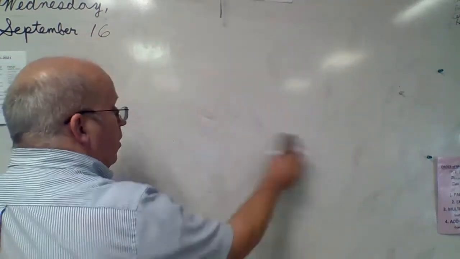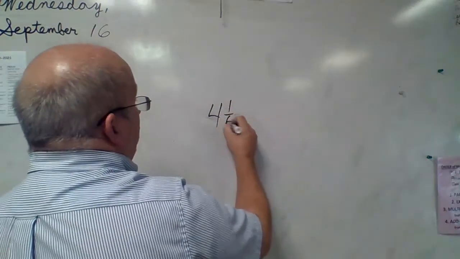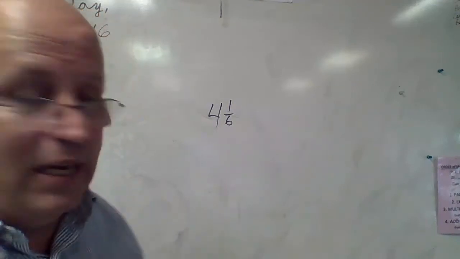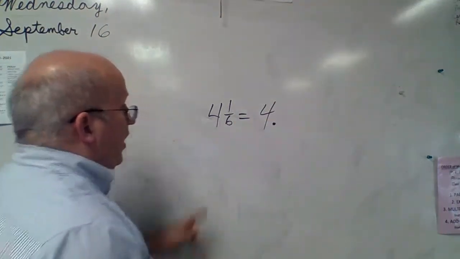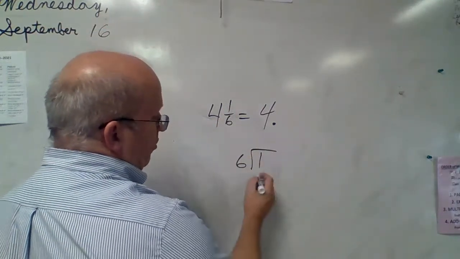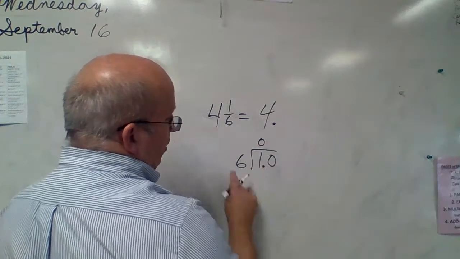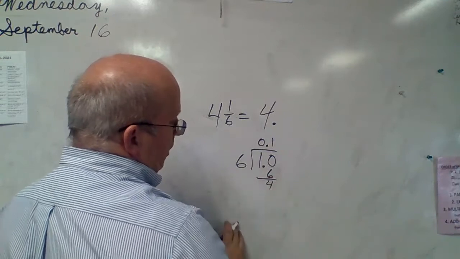Try another one. What if I wrote on the board 4 and 1/6? Then I wanted to change that into a decimal number. 4 and 1/6. Well, first I'd write 4 point. And now I got to figure out what the 1/6 is. So I take 1 divided by 6. 6 goes into 1 0 times. But 6 goes into 10 1 time with a remainder of 4.